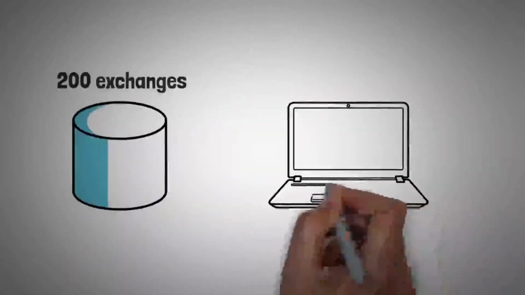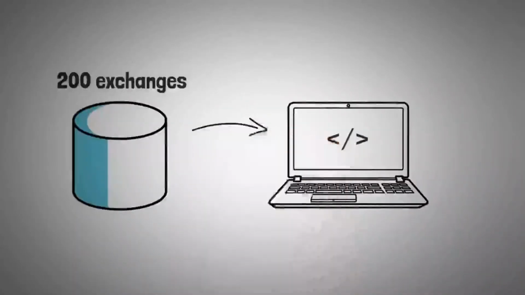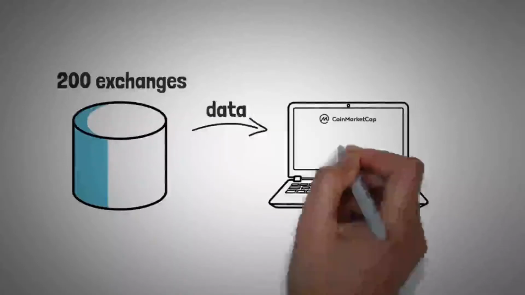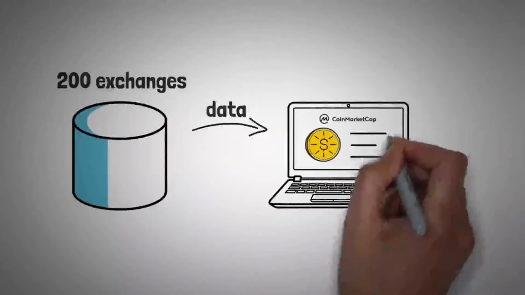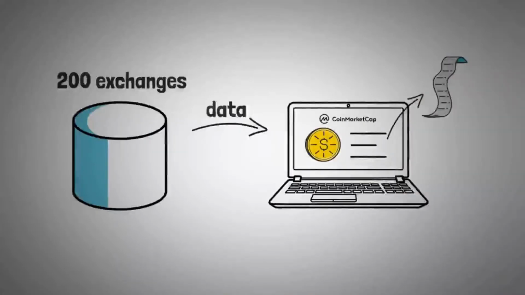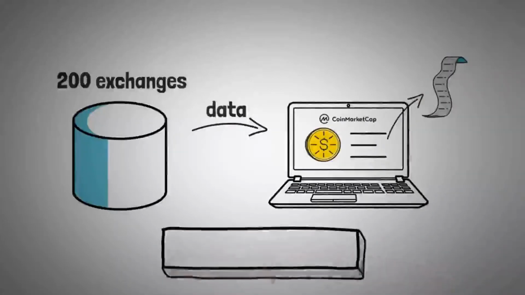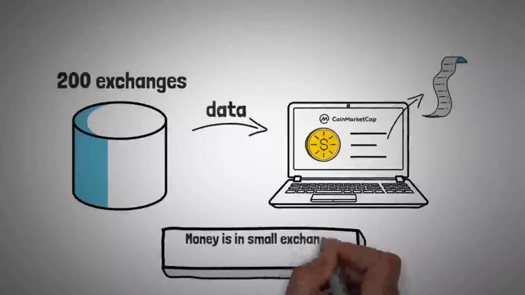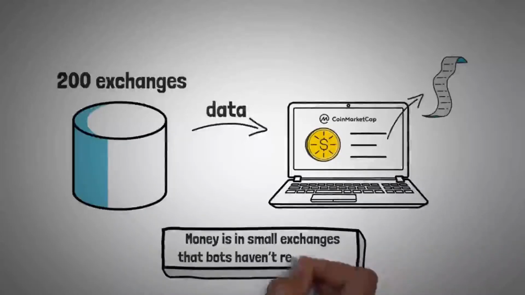Right now, in the world of crypto, there are around 200 easy-to-find exchanges where you can basically write a script to pull data and immediately find price fluctuations that would lead you to profit. In fact, if you go to coinmarketcap.com, you find a coin that you like and then you select markets, you can actually see all of these price differences yourself. However, the money for people isn't in these well-known exchanges. The money is in small exchanges that bots have not reached yet.